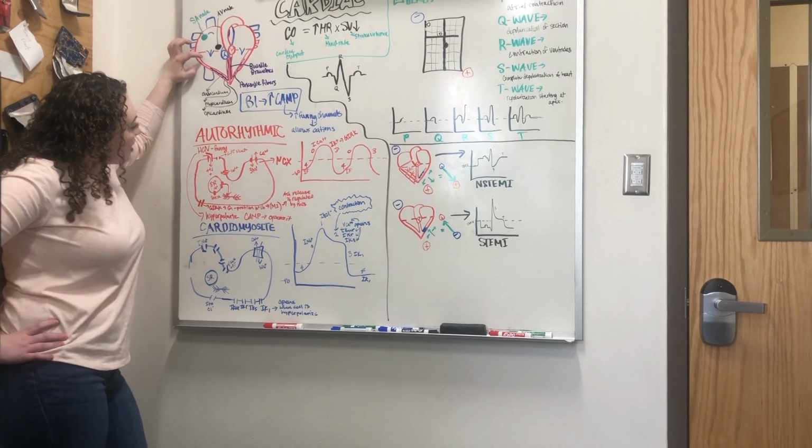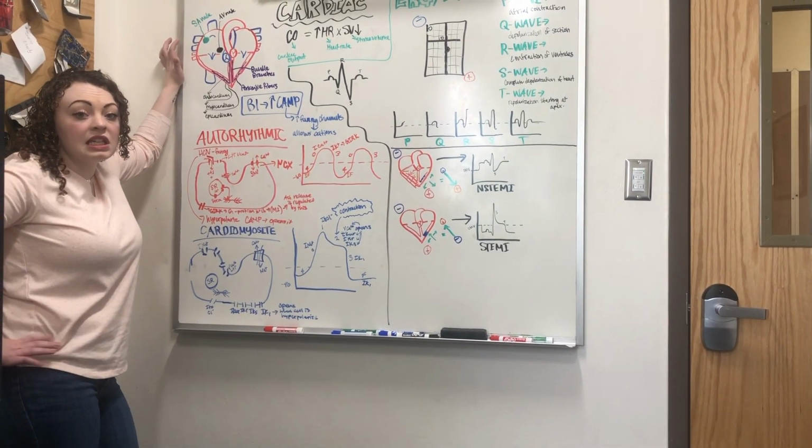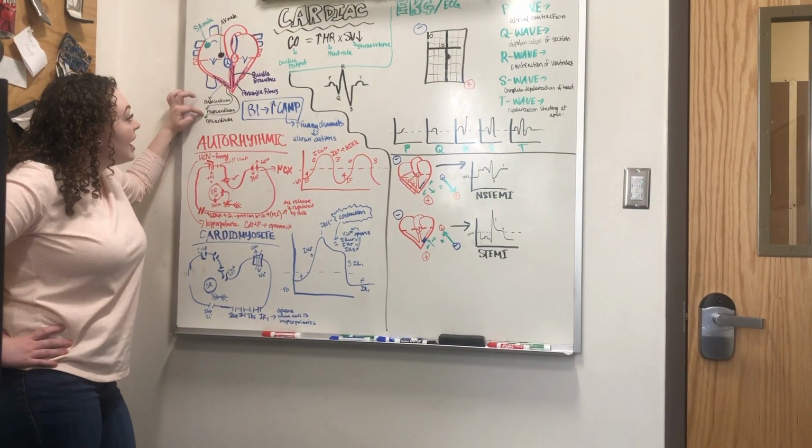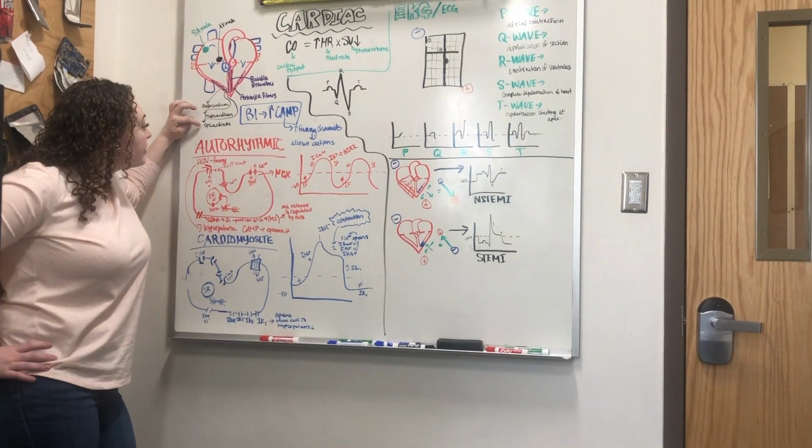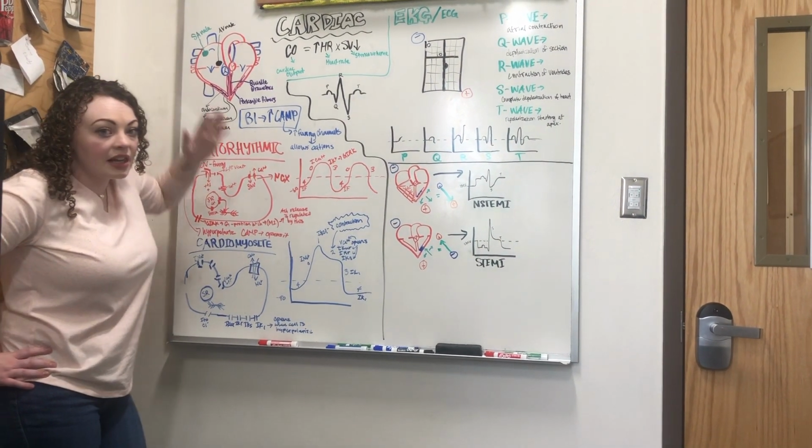So there's several different sections of our heart. We have our endocardium, which is the inside lining of the heart. We have our myocardium, which is the muscle middle part, and then our epicardium, which is the outside layer.